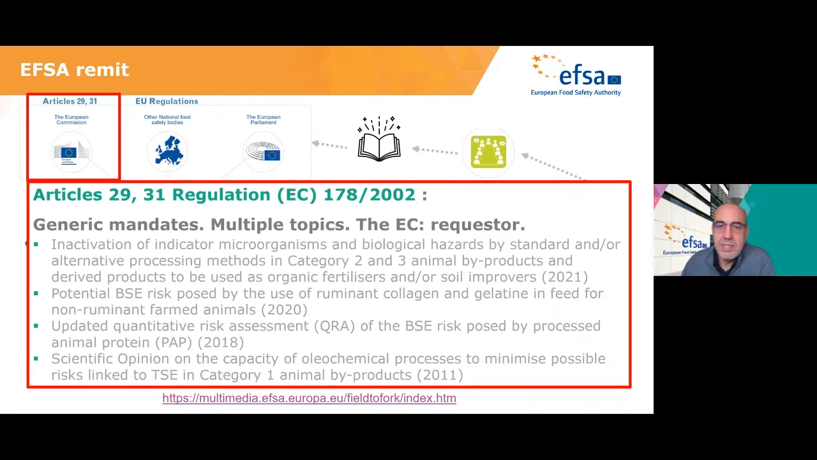So these are generic mandates that can cover different topics, but are usually related to overarching aspects that have impact on the EU legislation. And normally, for example, in the last few years, we've been working on the progressive lift of the feed ban, issues like ruminant collagen and gelatin, processed animal proteins. Lately, for example, last year, we published the opinion on the application of animal byproducts for organic fertilizers and soil improvers. So this is one of the types of work that we do. The next slide.